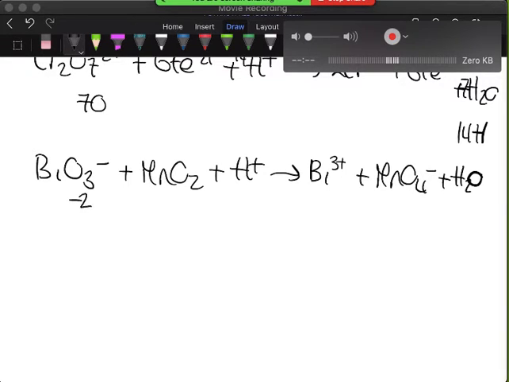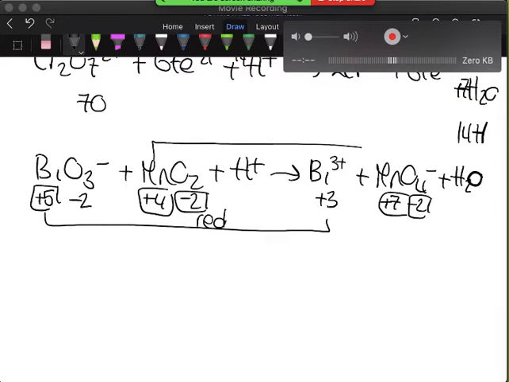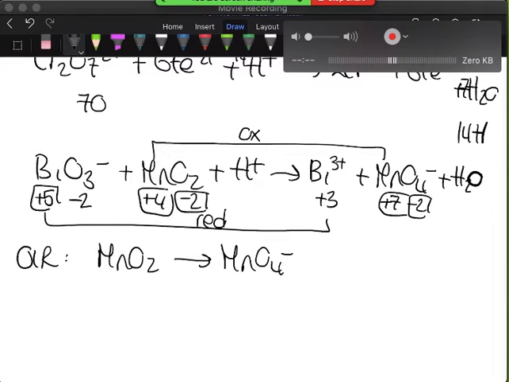So this is -2. It's going to be -5. This is +5. Here, this is -2. There's 2 of them. This is +4. This is +3. This is going to be +7, -2. So I am going from +5 to +3. That is my reduction. I am going from +4 to +7. That is my oxidation. So MnO2 goes to MnO4 minus. There is an electron change of 3.